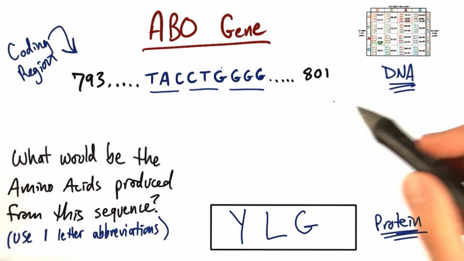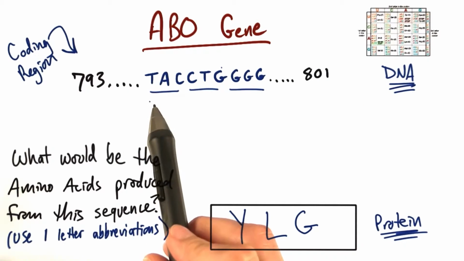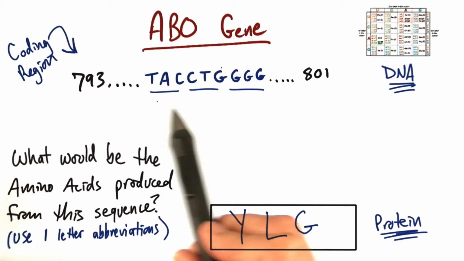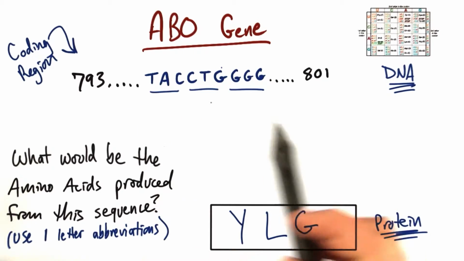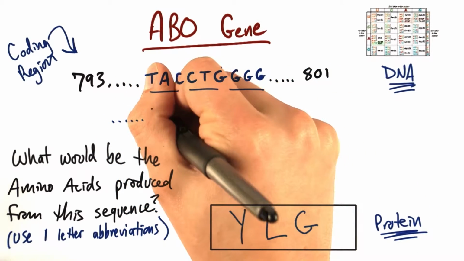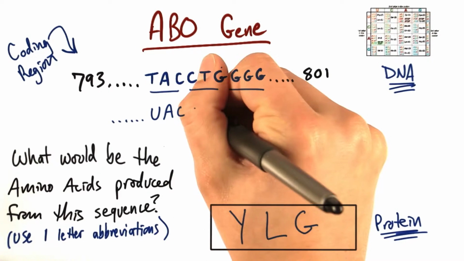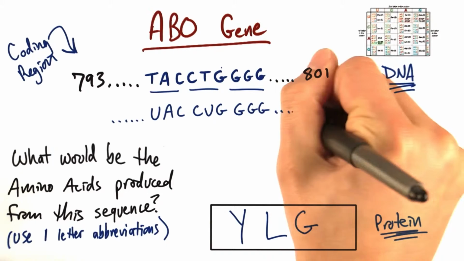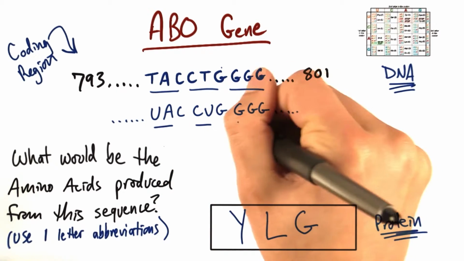Now, what I hope none of you got tricked by is the fact that I gave you the DNA sequence, not the RNA sequence. This is a coding region of DNA that will eventually be transcribed into the mRNA that at the same positions will say UAC, CUG, GGG, and so on. And we'll have these three codons.